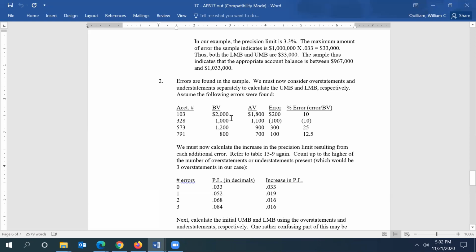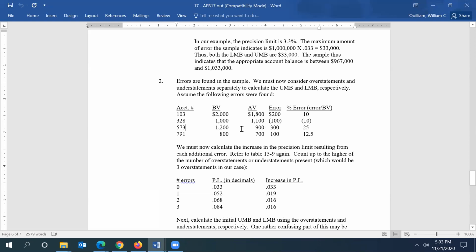Then account 328. Book value of 1,000, audited value of 1,100. It's been understated. Book value was $100 too small. That's why that $100 in parentheses. Now the percentage of error, or error divided by book value, it would be that 100 divided by 1,000, or 10%. Understatement is in parentheses.